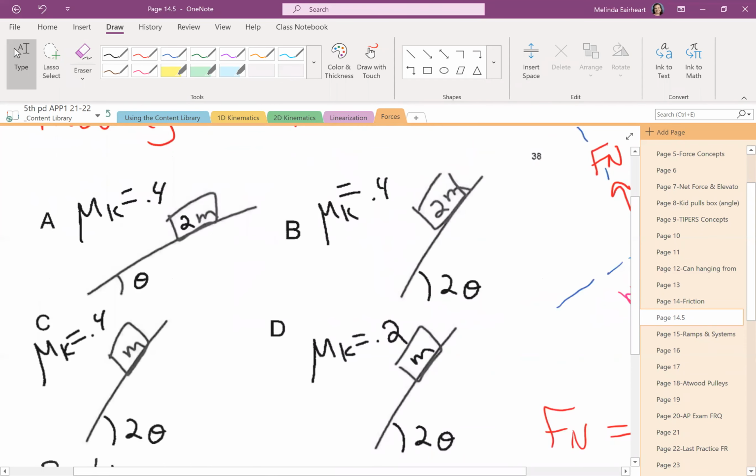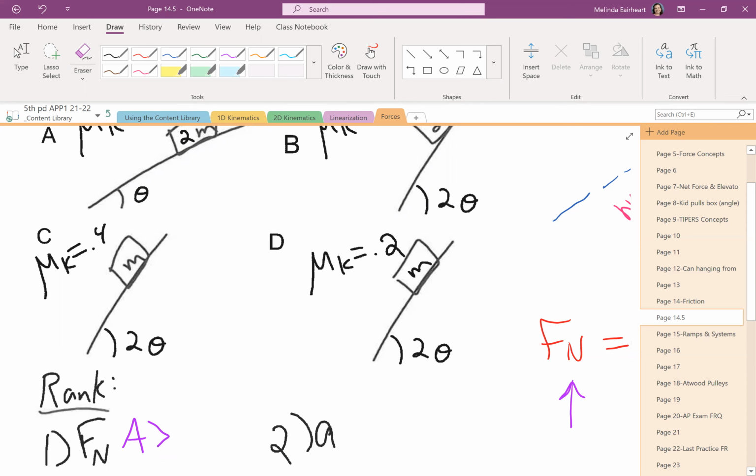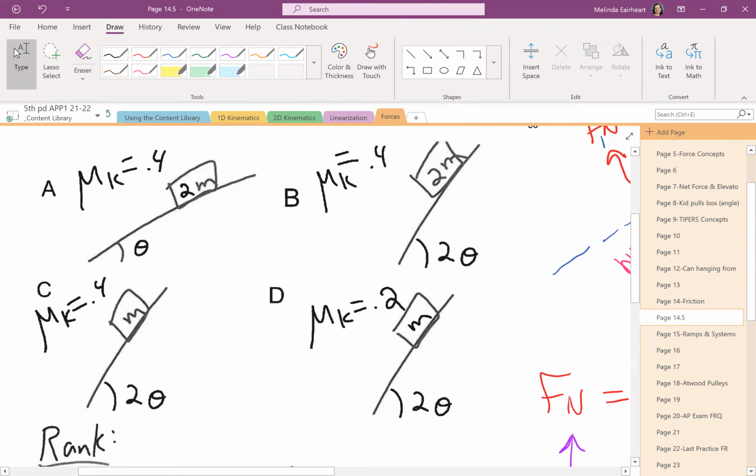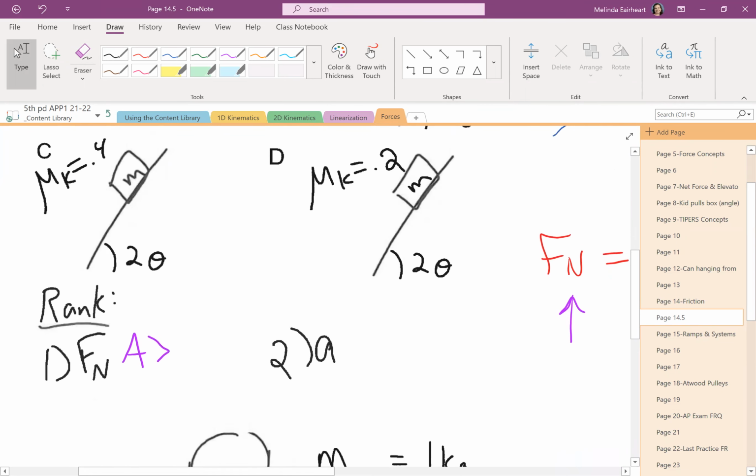Who has the least? Let's go that way. Who has the smallest mass and biggest angle? Who has the smallest mass? C and D, bless you. Who has the biggest angle? Same, right? So C and D have the same. And so we know that somewhere towards the end of our ranking, maybe C is equal to D.